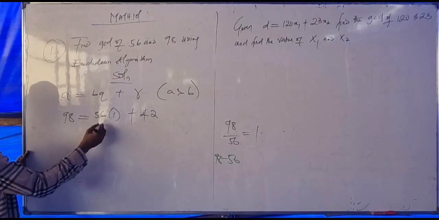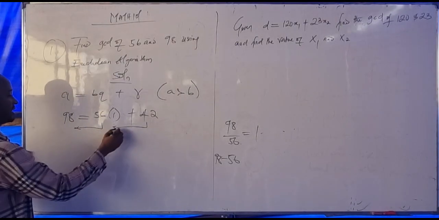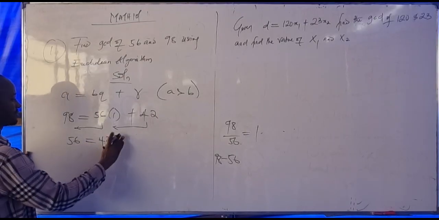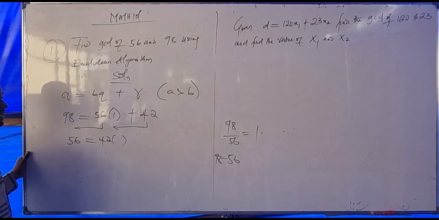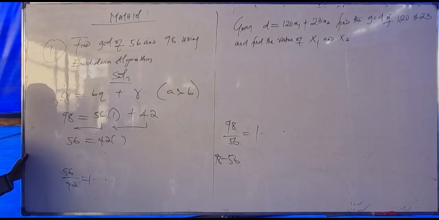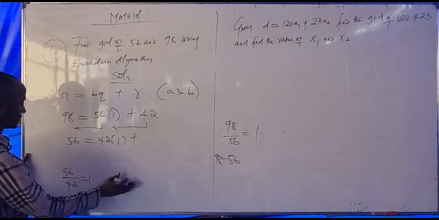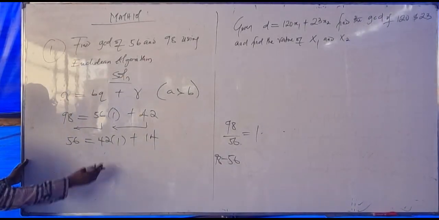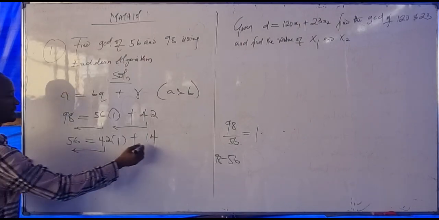42. So I will extend. So what do you have here? 56 equals to 42 times what? What's our quotient here? 56 divided by 42 gives us 1 point something. So we have 1. Remember, 14. Are you sure? So what do we do again? We extend.